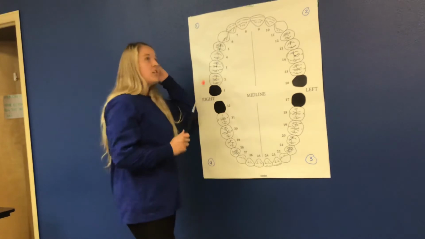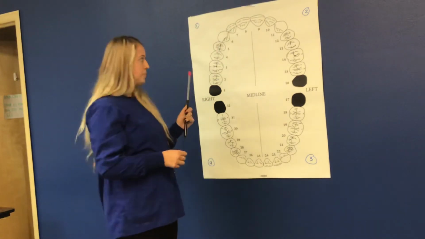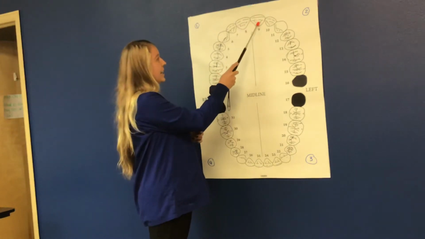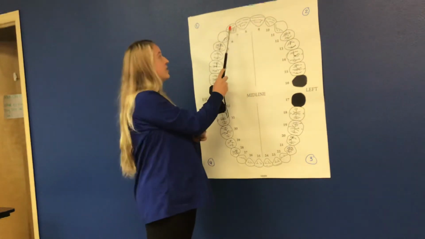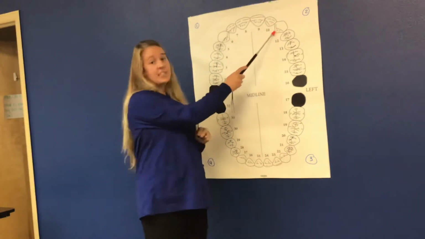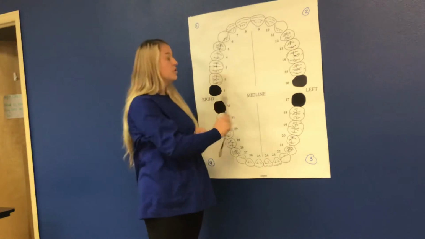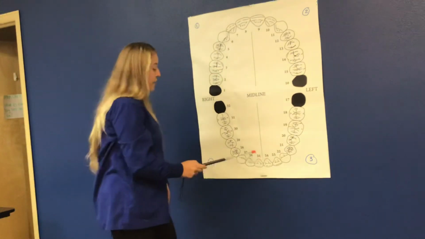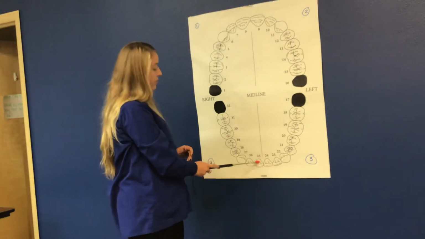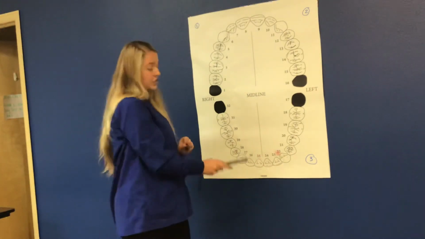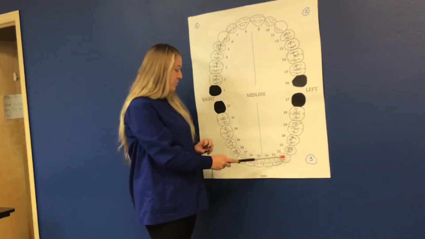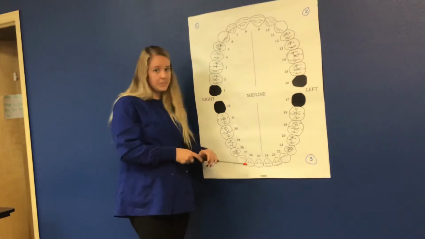So let's go over the numbering of the anterior teeth. Your central incisors are 8 and 9. Your lateral incisors are 7 and 10. And your canines are 6 and 11, and that is for your maxillary arch, which is your upper arch. For your mandible, which is your lower arch, you have 24 and 25 as your central incisors. You have 23 and 26 as your lateral incisors, and you have 22 and 27 as your canines.